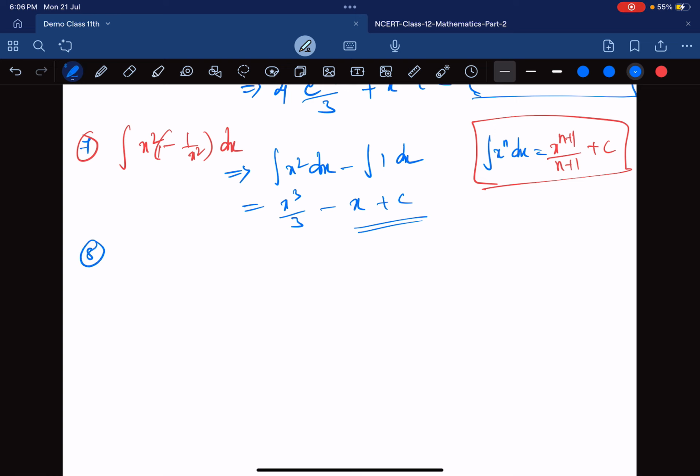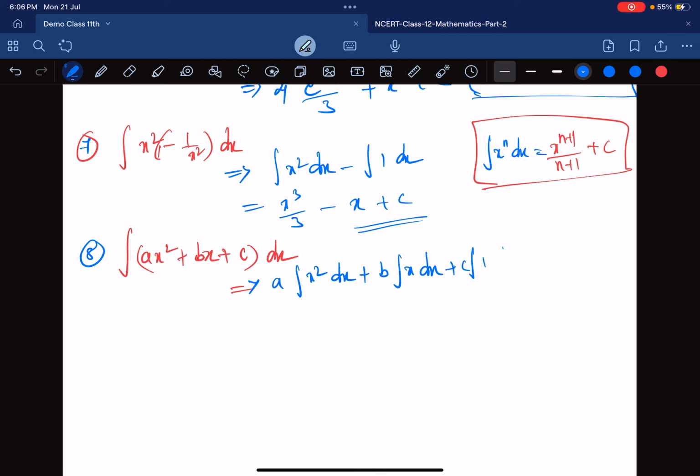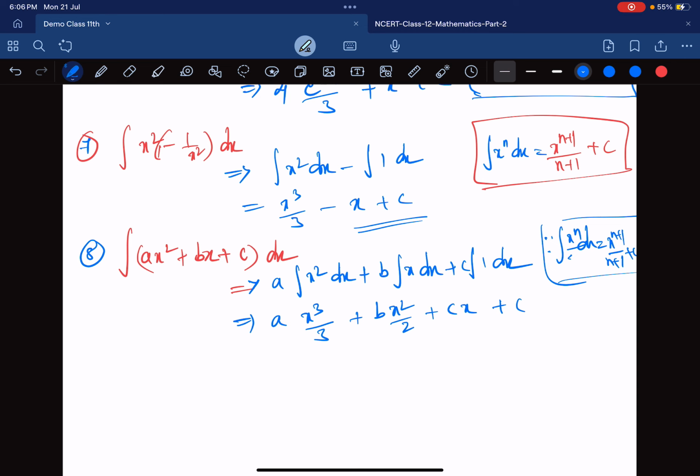Now the eighth problem is integration of ax square plus bx plus c into dx, which implies, make it separate: a into integration of x square dx plus b into integration of x dx plus c into integration of 1 dx. So a into x cube by 3 plus b into x square by 2 plus c into x plus c. Which formula is applied? The same formula, integration of x power n dx is equal to x power n plus 1 by n plus 1 plus c. This formula is applied.